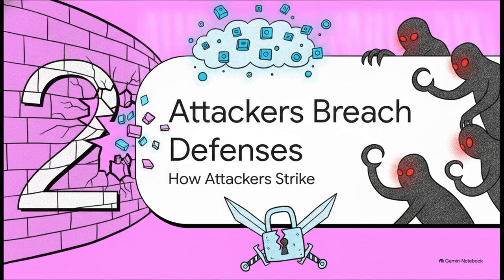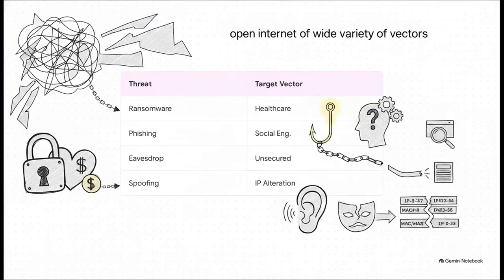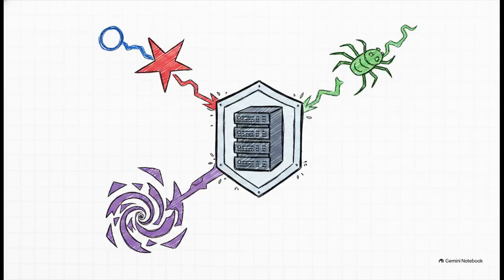Moving on to Section 2, how attackers breach defenses. Now that we've quantified our assets, it's time to meet the adversaries who are constantly probing our walls for weaknesses. These attackers are indiscriminately exploiting the open internet, and their methods are incredibly diverse. We're talking ransomware locking down critical, life-saving healthcare databases, phishing scams using social engineering to just straight-up hijack user credentials. Then you've got eavesdropping on unsecured traffic, and spoofing, where a hacker masks their true identity to impersonate systems we actually trust.